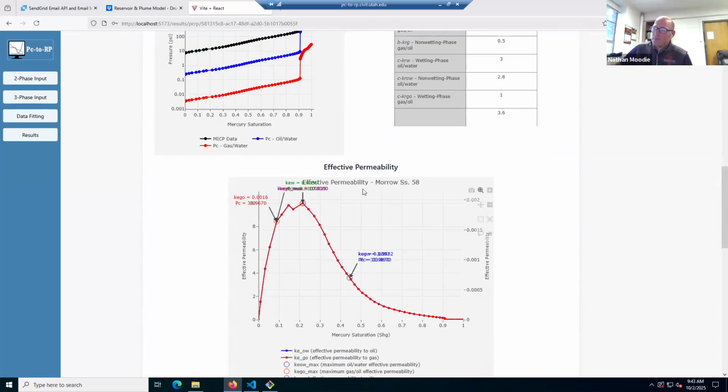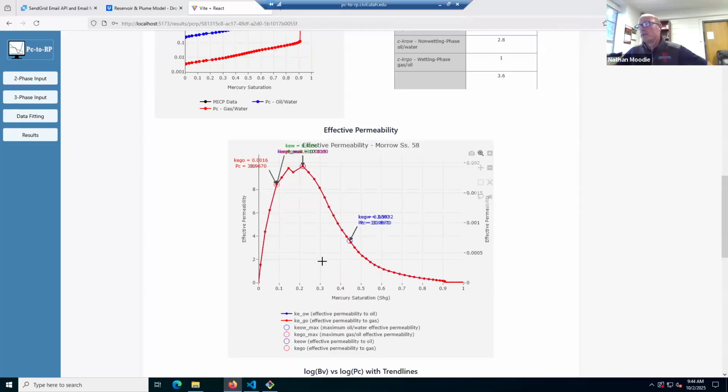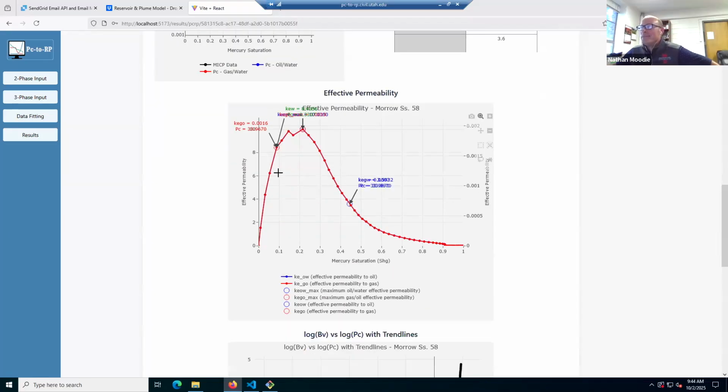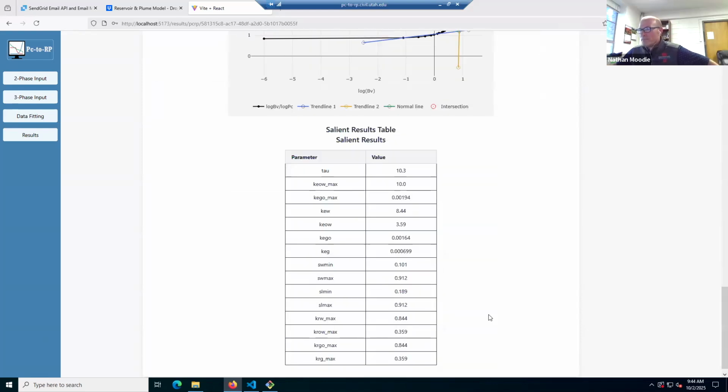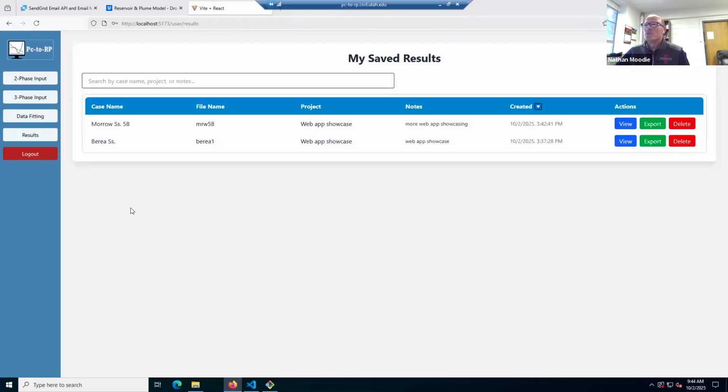Here, the effective permeability chart worked mostly. They plotted both oil and water and gas and oil on top of each other. They have the same effective permeability. I have to double check if this is actually correct or if I've got a bug here too on the chart. And then your Swanson curve, as well as the data that the algorithm came up with for your endpoints and stuff. And then all of this is exported into your results chart.